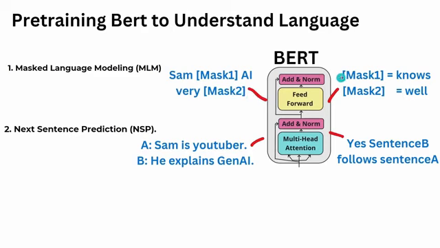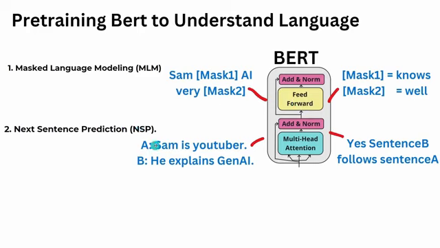When it predicts, we calculate the loss function with the help of actual versus predicted. The model is going to run until it achieves accuracy or the loss is nearest to 0 or equal to 0. After doing that, next is next sentence prediction.